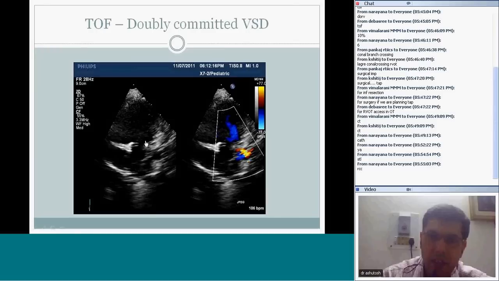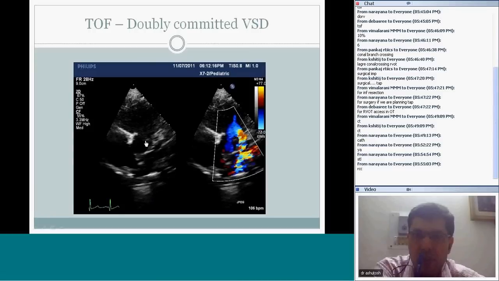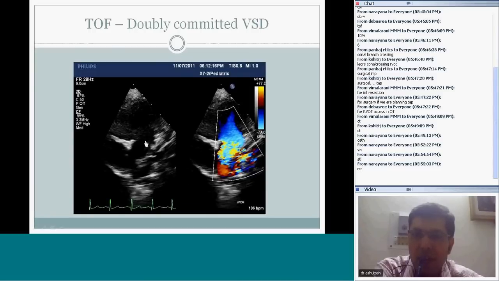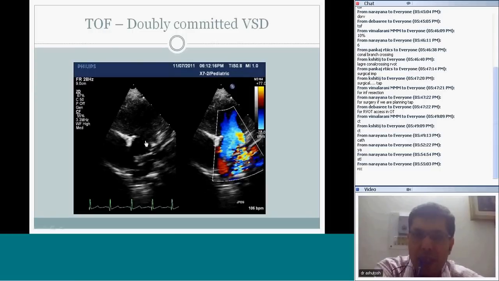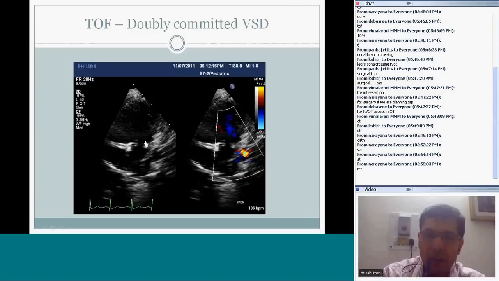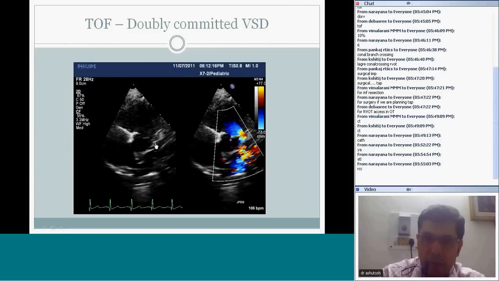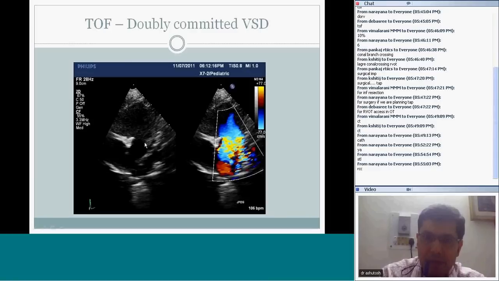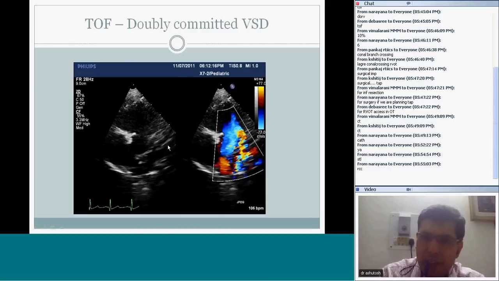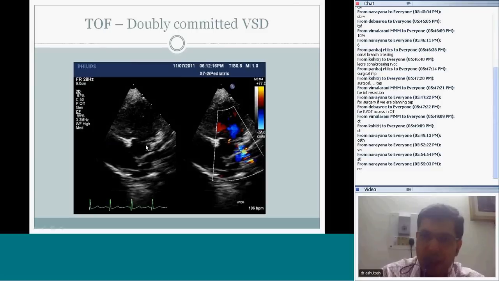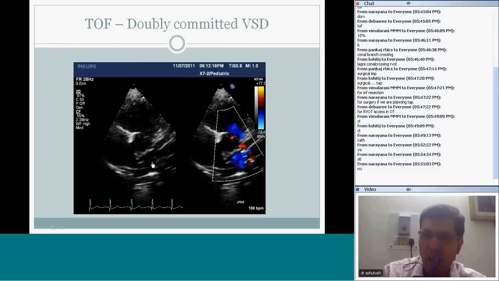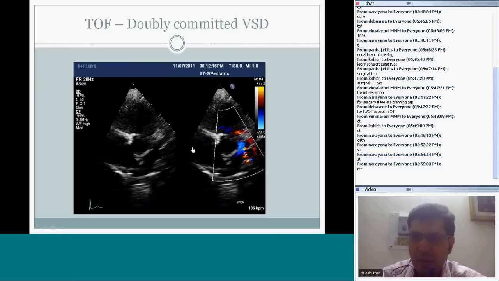Now, this is the second type of VSD, the second most common VSD that we see in our day-to-day practice. So this is a doubly committed VSD. Can you make out here? This is the hypoplastic pulmonary annulus here. Is the pointer visible? I am not sure if you can see this pointer.